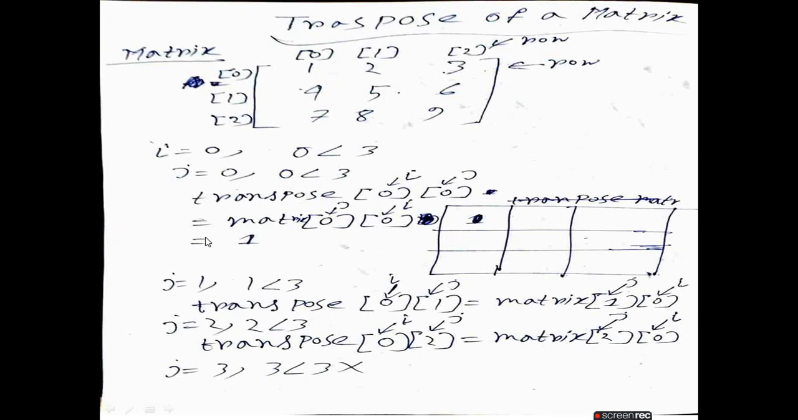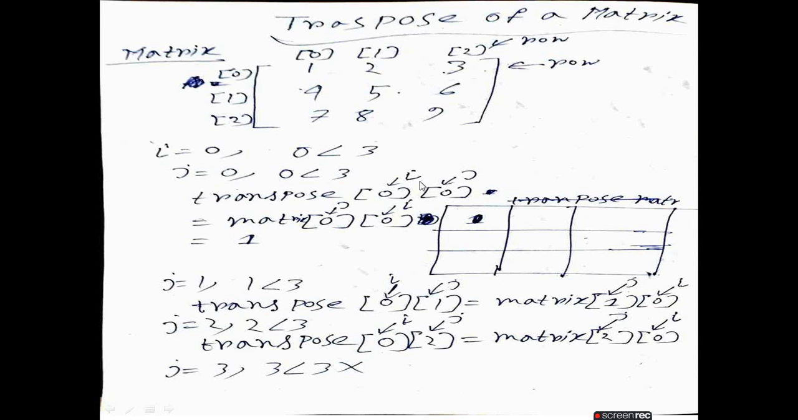increment j, j becomes 1 now. 1 is less than 3, yes. Then transpose of ij, what is the i value? The i value is not changed, so the i value is 0. What is the j value? 1. That means 0 1. Transpose of 0 1 is assigned with matrix ji. What is the j value? 1. What is the i value? 0. That means, in a simple way, transpose of 0 1 is stored with matrix 1 0.